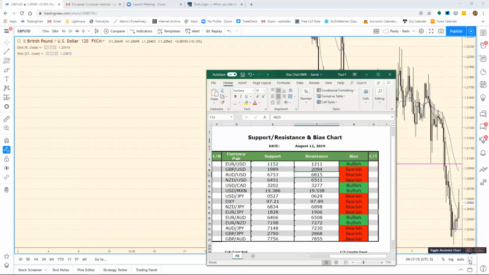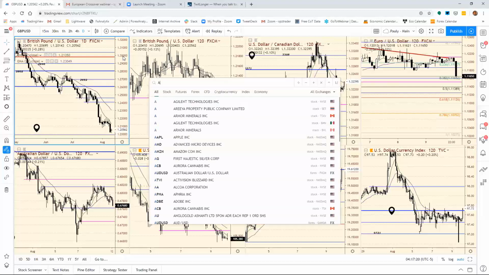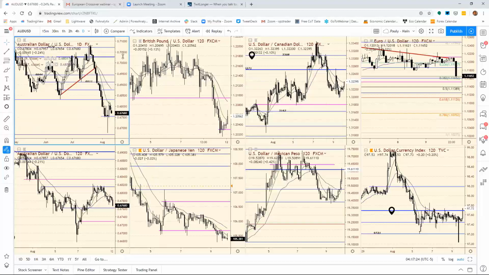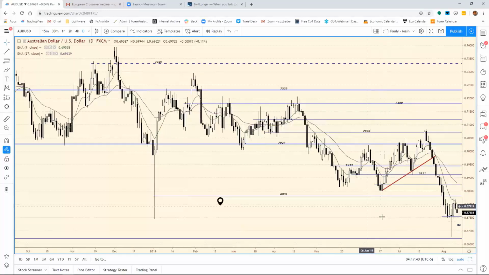Let's go move into the Aussie. I've got my clock set right, but I don't know why this is showing different, but I think I'm going to just reload this because on one of the other chart pages, it's actually showing the correct time. But anyway, that being said, so onto the Aussie.